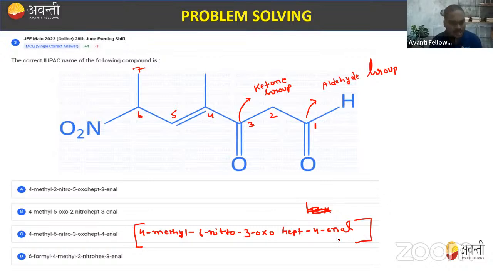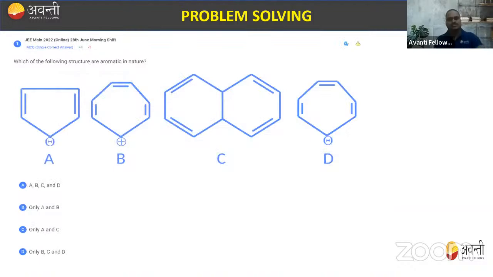Hept-4-enal. So which option is correct, beta? Yes, that is option C. So option C is absolutely correct for this question. Okay? Did everyone understand? Tell me once quickly. Done? Is it clear to everyone how the naming was done? Always remember the functional group priority level. If you know this priority level, then you can easily name the compound. Okay, let's go.